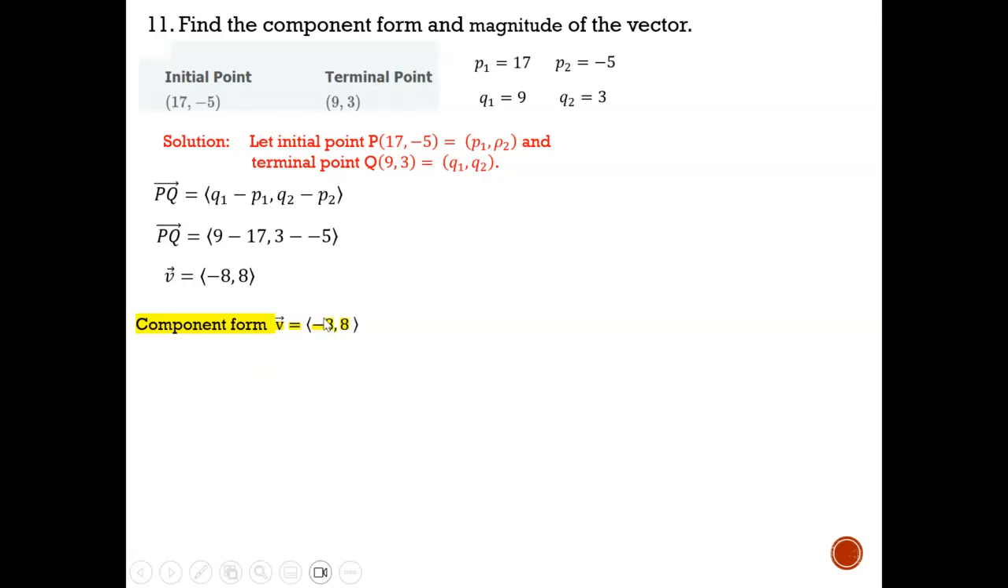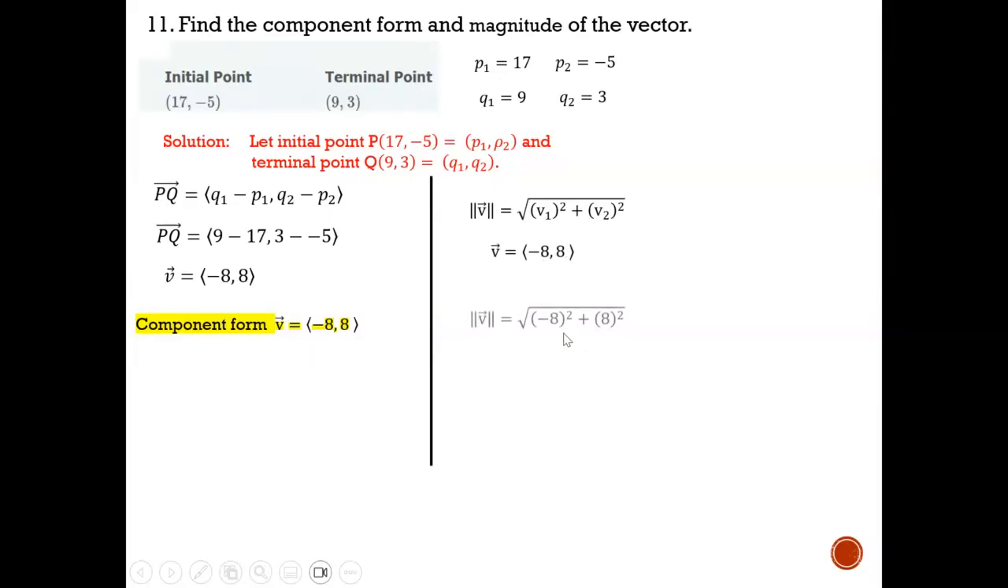Okay, now that's a component form. Now for the magnitude, it's like the distance. It's going to be component v1 squared plus component v2 squared, and then the square root of that. This is component v1 and component v2. Plug them in there respectively.